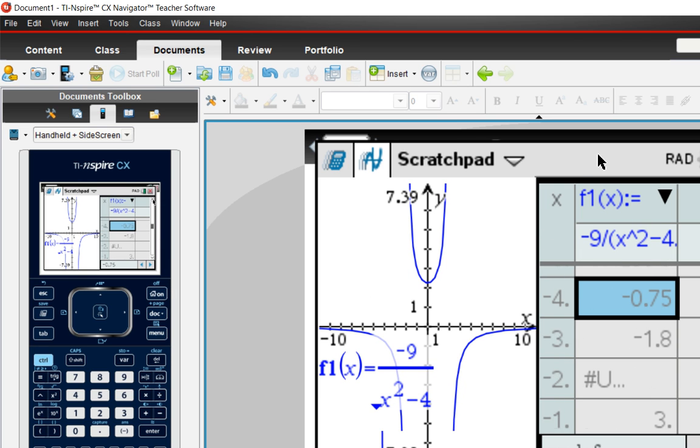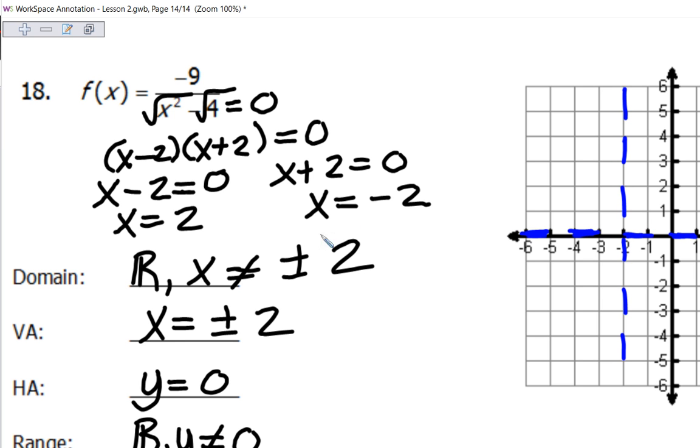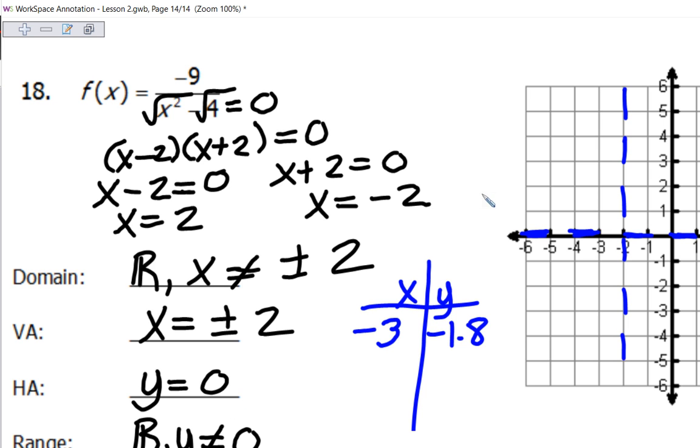Now let's go up. So at negative 3 is at negative 1.8. So plot that point. So negative 3 is at negative 1.8, which would be about right here. Then draw your curve to that point. So just one point for the curve.